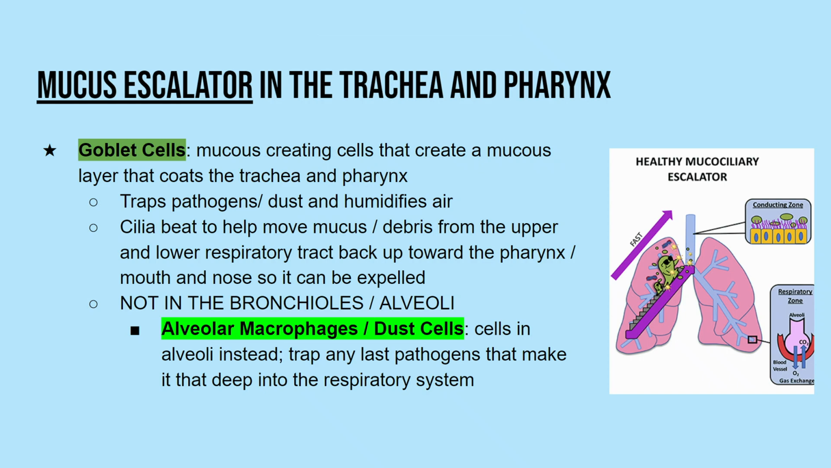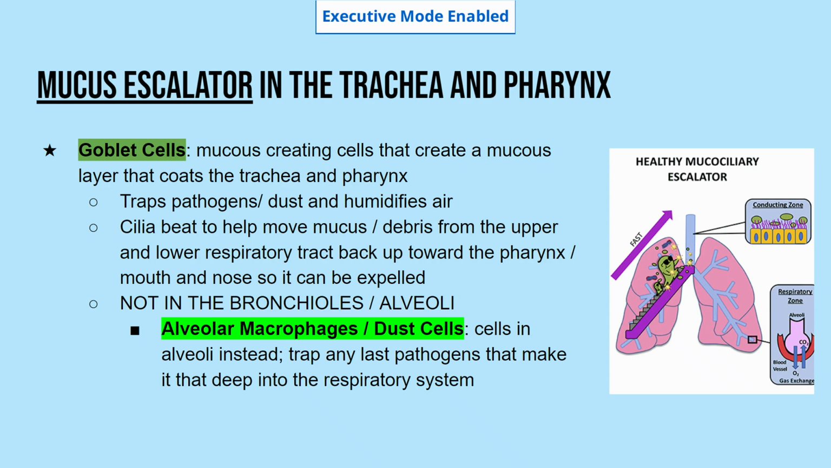Okay, moving on to the mucus escalator in the trachea and pharynx. So here you have some goblet cells, which are mucus-creating cells. And these create a mucus layer that coats the trachea and pharynx. And this mucus traps pathogens in dust, and it also humidifies air as you inhale. And then there are cilia, which are kind of like little hairs that help beat the mucus or debris up and out, so it can be expelled, so it doesn't get into your body.